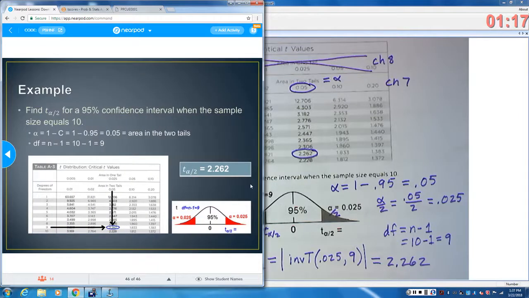And so I did that example, I drew the picture. It looks just like the z, except it says t alpha over 2 here. That's how you get it. Degrees of freedom is 9, area in 2 tails. You also could use area in 1 tail as 0.025. If you find area in 1 tail, use that. Same. Okay, and that's it. Any questions?